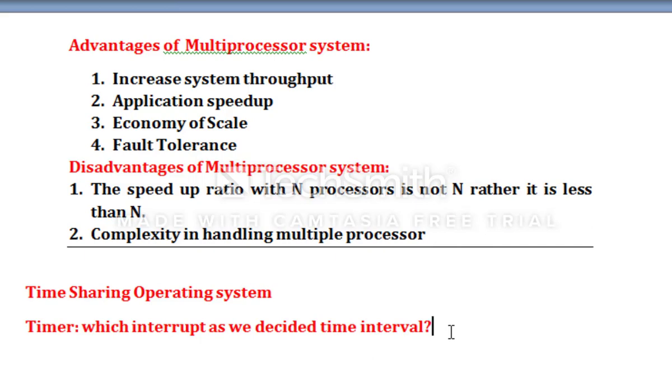Okay, so whatever the time interval decided by the user, the CPU will switch from one process to another process at that time interval. Okay, this is what a timer is. So in a time sharing operating system, a timer interrupt is used to multiplex CPU amongst jobs. We have a number of jobs. So how will the time sharing take place? Let's have an example.